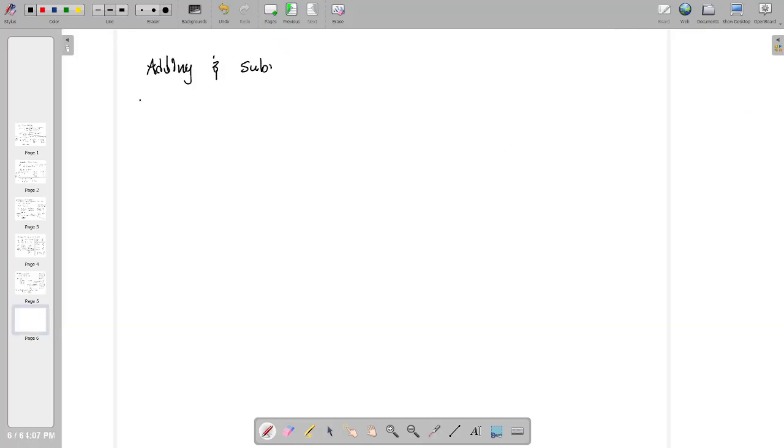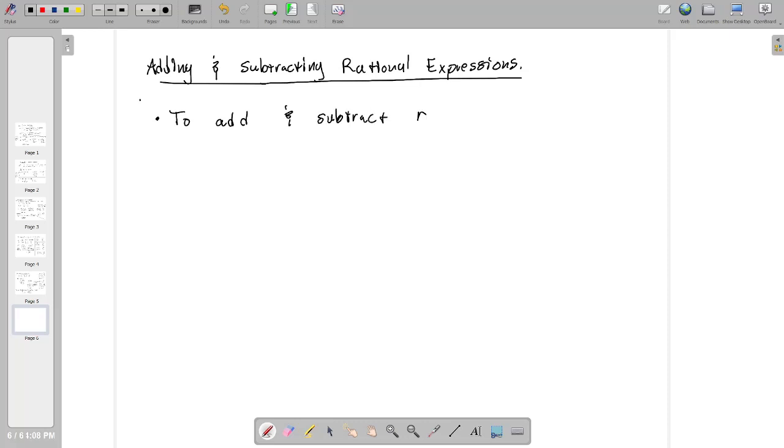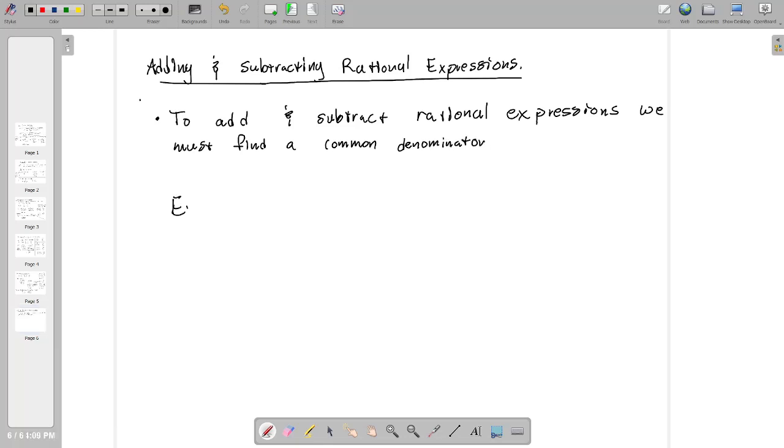The next thing we're going to talk about is adding and subtracting rational expressions. To add and subtract rational expressions, we must find a common denominator. So an example here. Suppose that we have x divided by x plus 1 quantity squared plus 2 over x plus 1. Okay, so these two fractions do not actually have a common denominator.